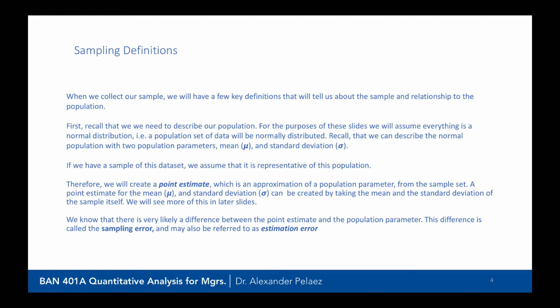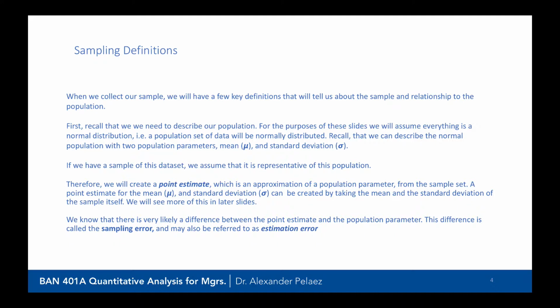From this sample, we will create what's called a point estimate. And the point estimate is an approximation of a population parameter. So the point estimate for the mean, which is mu, and standard deviation, which is sigma, is created by taking the mean and standard deviation of the sample itself.